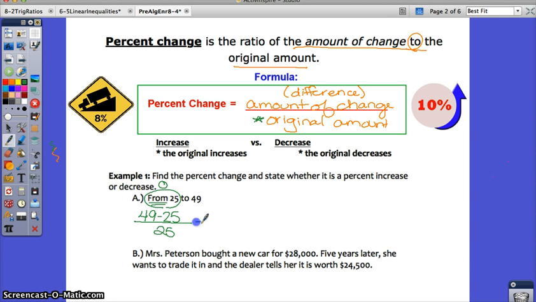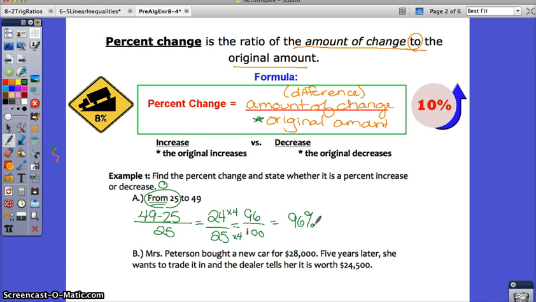Now let's simplify this. 49 minus 25, what does that give you? That gives you 24 over 25. Now you can use your calculator to divide that, or you might know this one, okay? I want to get this to be a percent, which means I want to get it to be out of 100. So you might recognize that all I have to do is multiply the bottom by 4 to get 100. So you can do that on the top too. 4 times 24 is going to give me 96. So this is 96%.